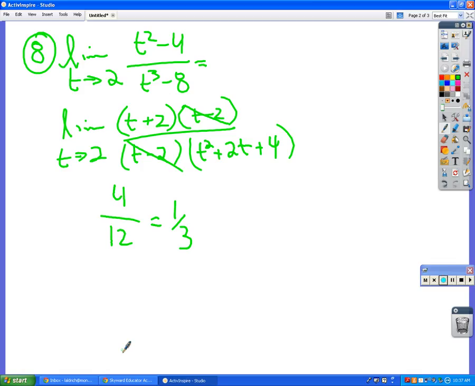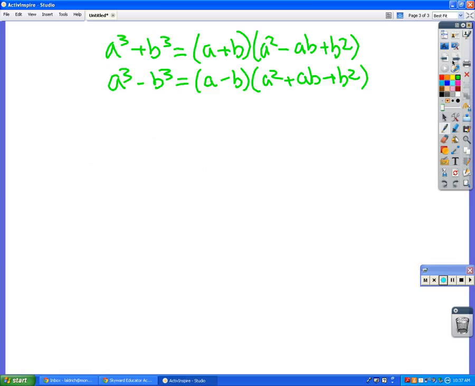This thing right here is from this formula right here. So my a and b were t and 2, so t squared, and then multiply those two together is 2t, and then square the second one is 4. Okay, yeah.